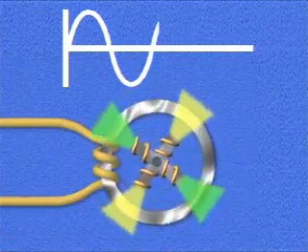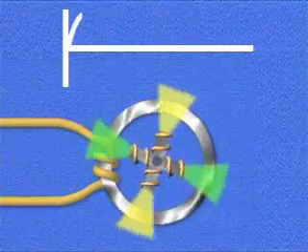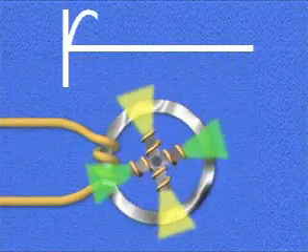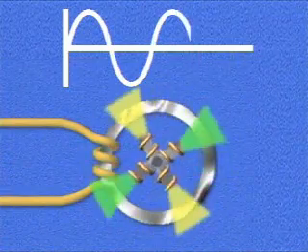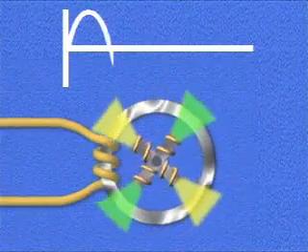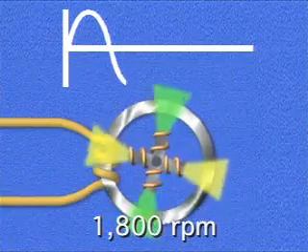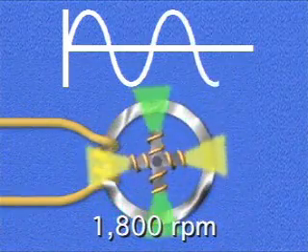But not all generators are built like this one, with one north pole and one south pole. In this example, there are two north poles and two south poles, so that each revolution produces 2 cycles of current. In this case, the rotor only has to make 30 revolutions in a second to produce 60 hertz. That's 1,800 RPM.